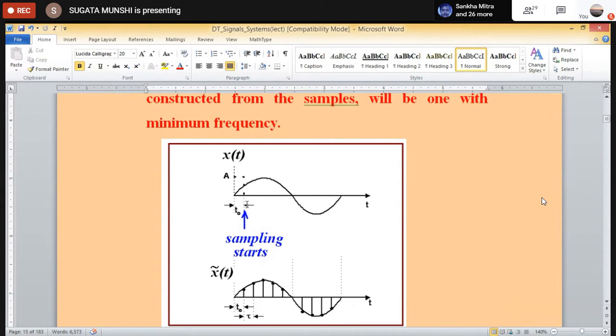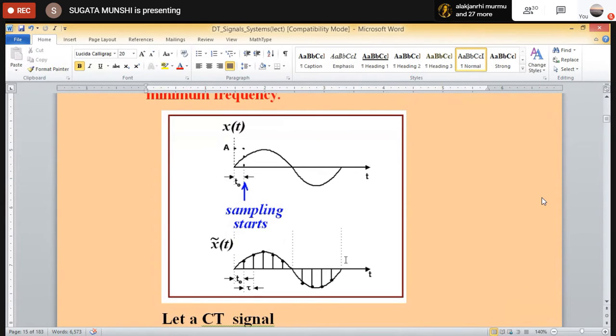And I am assuming that the sampling starts at the instant t naught, not at the origin of time, not at t equal to 0, but at t equal to t naught. We will see later that there is a certain effect of t naught also. If it is 0, something will happen for a particular frequency. If it is not 0, other thing will happen. Is it clear?